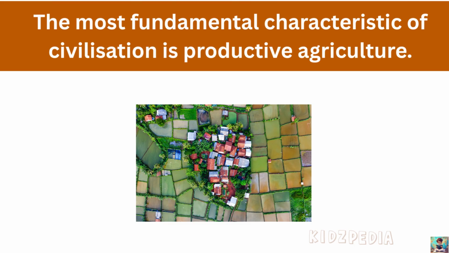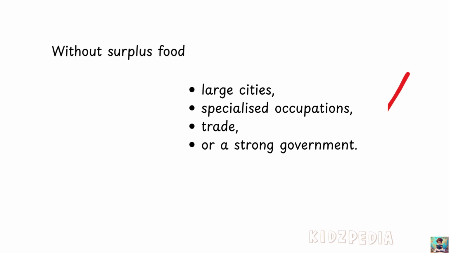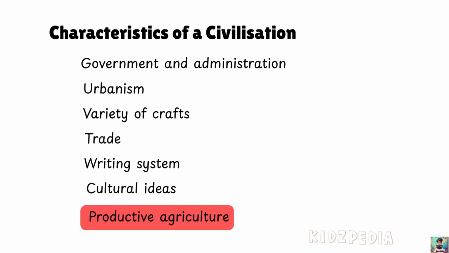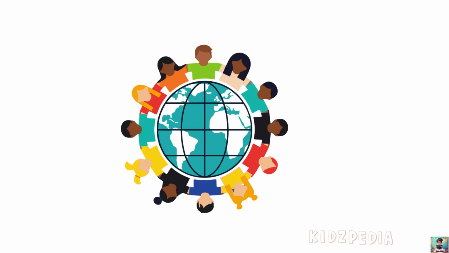Some people can do other work like crafts, trade, administration and art. So, without surplus food, there cannot be large cities and specialized occupations, trade or a strong government. Therefore, productive agriculture helps in the development of all other features of civilization. Today, we can easily see that most societies in the world have all the features of civilization.